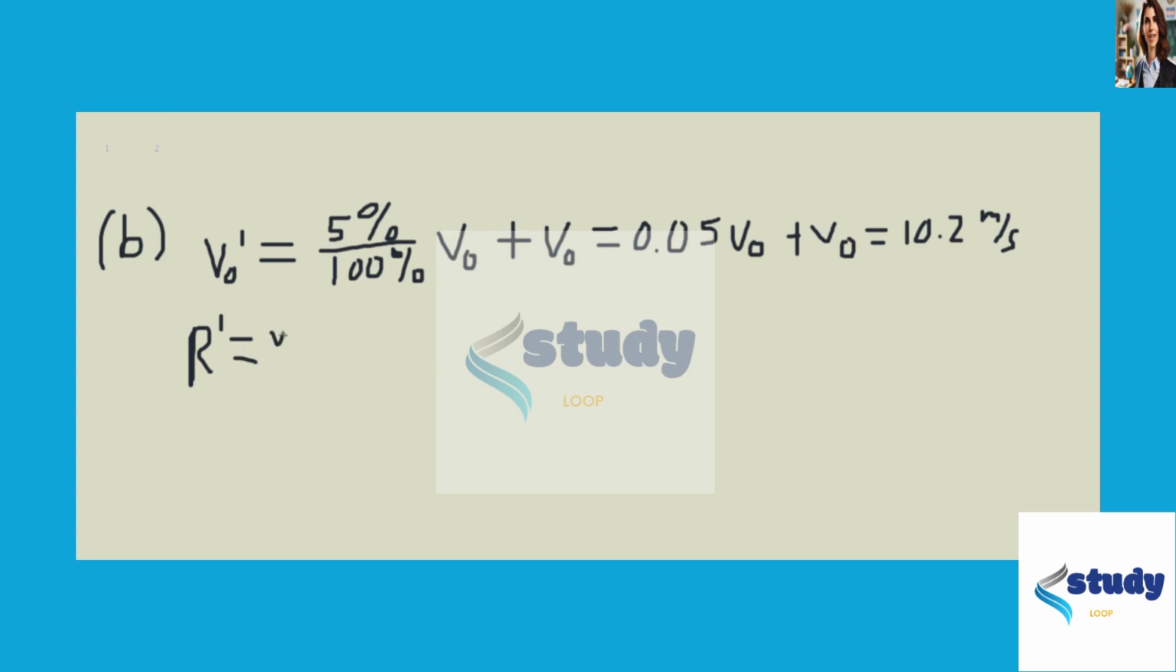Okay, now that we have that, we can calculate the new range value, which I call r prime, which is going to be equal to V naught prime squared sine 2 theta naught divided by gravity. So if you plug in all the values that we have, V naught prime squared, so you'd be 10.2 meters per second squared, times the sine of 57 degrees divided by 9.8 meters per second squared, you find that this comes out to 8.59 meters.